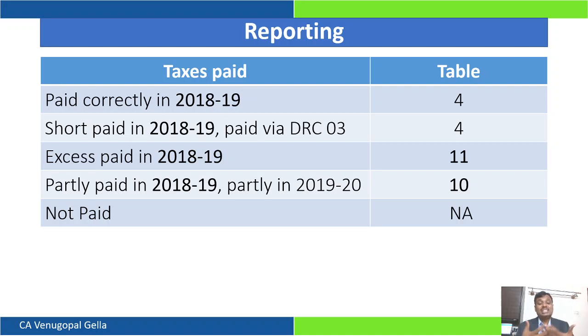If you have paid extra tax and you have adjusted it in the next year, then you would be reporting it in table 11. If you have paid short tax and the differential you paid in the next year, then you would be reporting it in table 10. And for some reason you have now identified that the tax is not paid and you feel it is not payable, or whatever be the reason, if there is a taxable turnover for which tax is not paid, you would not be reporting it anywhere in the GSTR 9. Friends, this is how one has to do the reporting.